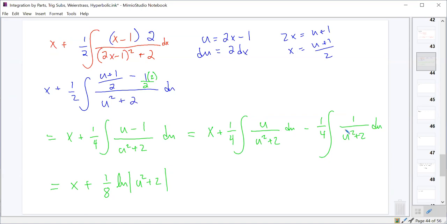And then the other one here, the minus 1/4 of 1 over u squared plus 2, that one looks just like our inverse tangent one that we were dealing with a little bit ago. So we'll have minus 1/4 times 1 over root 2, because that's the square root of 2, times the inverse tangent of u over root 2, all plus our constant. So far good?